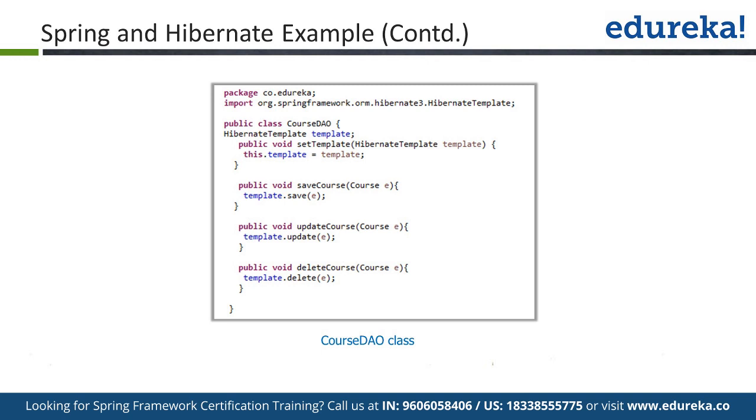You can see for yourself. You simply provide the Hibernate template injection here, and if you have to insert a course, you will call the method template.save. If you have to update a course, you can simply call template.update. If you need to delete a course, you simply call the method template.delete. It's more transparent, easier, and code management and maintainability is easy.